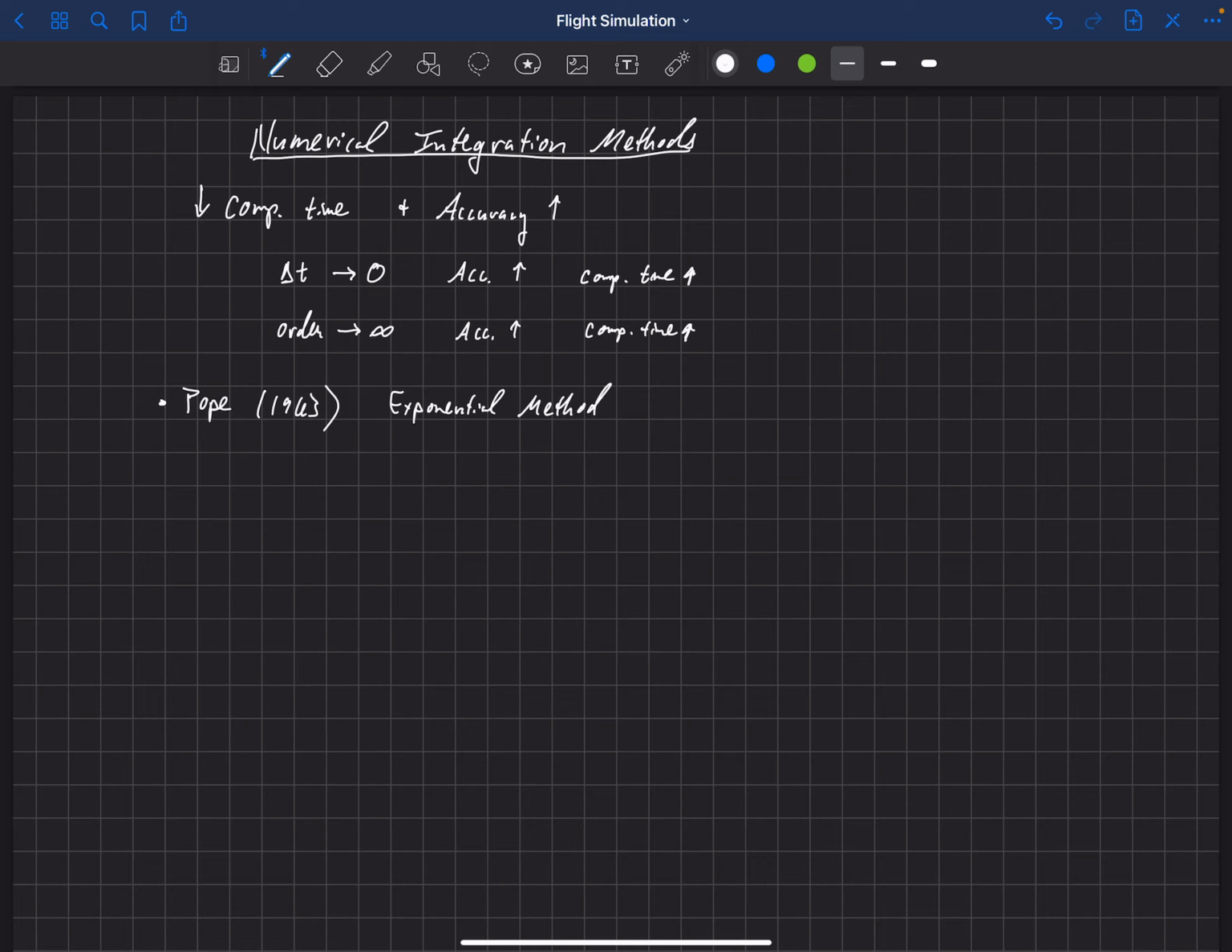Then NASA Langley started to use this, I think, just a few years later, and it became known as the local linearization method. This is a very common method, and I'm not going to go through the math here because I'm not going to encourage you to implement it in your flight simulator. But just be aware that it's a method based off of this exponential method first developed by Pope.